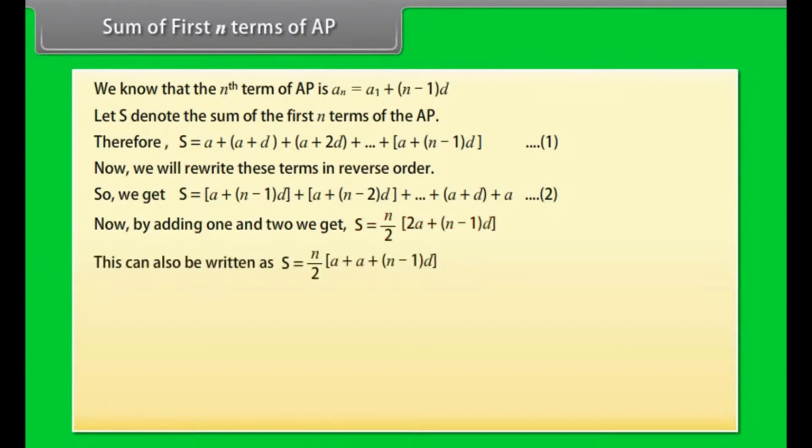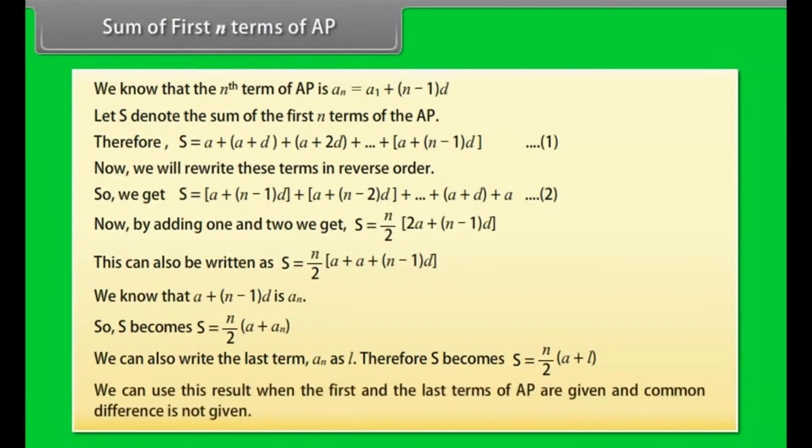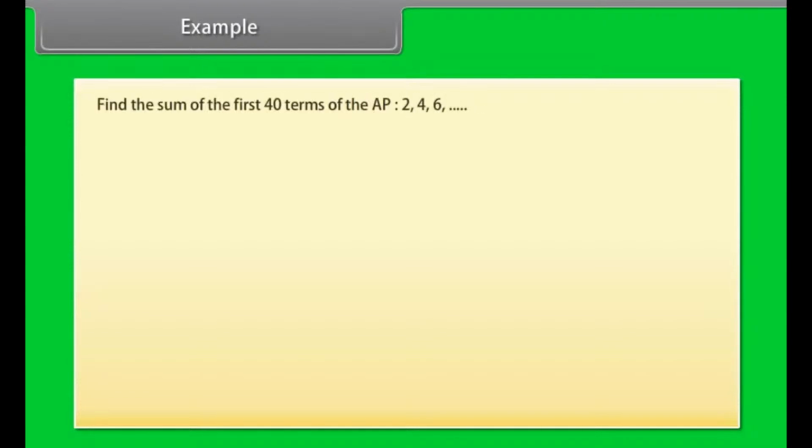This can also be written as, we know that A plus (n minus 1)D is An. So S becomes n upon 2 into (A plus An). We can also write the last term An as L. Therefore, S becomes n upon 2 into (A plus L). We can use this result when the first and the last terms of AP are given and common difference is not given.